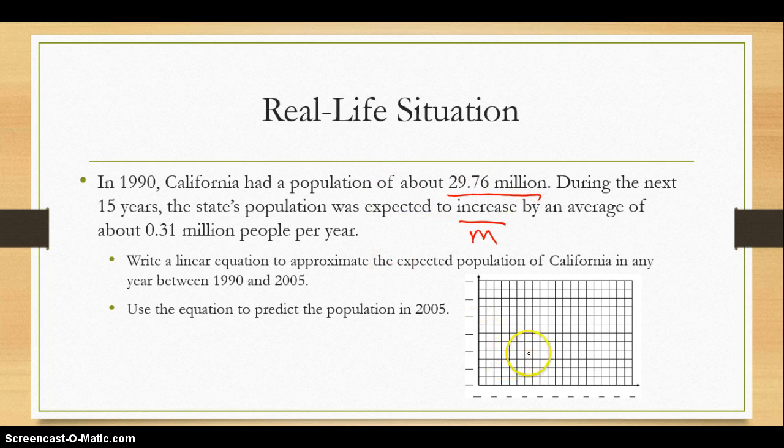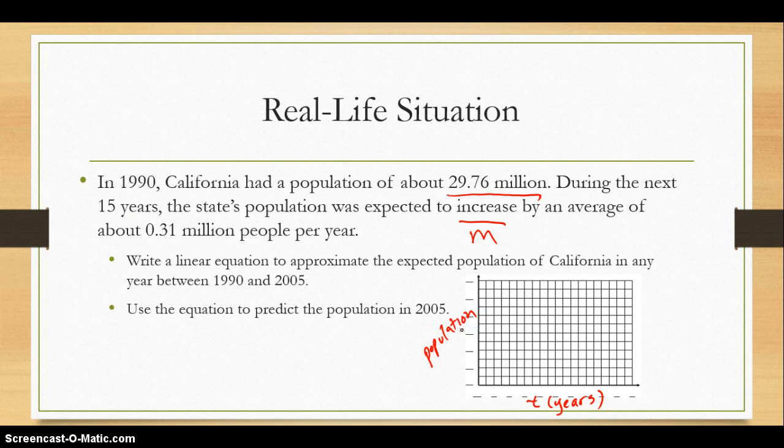Okay? Now, in 1990, the population of California was about 29.76 million. So I have this quadrant 1 down here, and all of our information is just going to be in quadrant 1. So down here at the bottom, we're going to label this T, and I'm going to use T for years. Okay? And I'm going to use the y-axis for population.